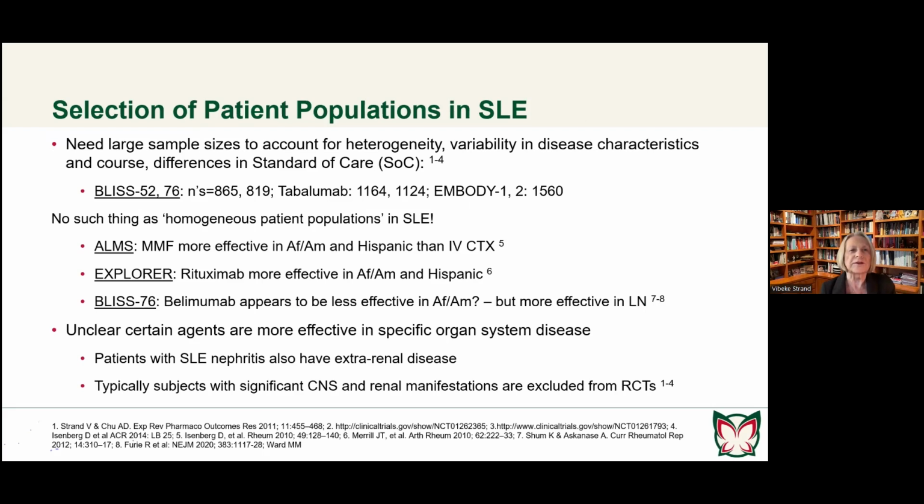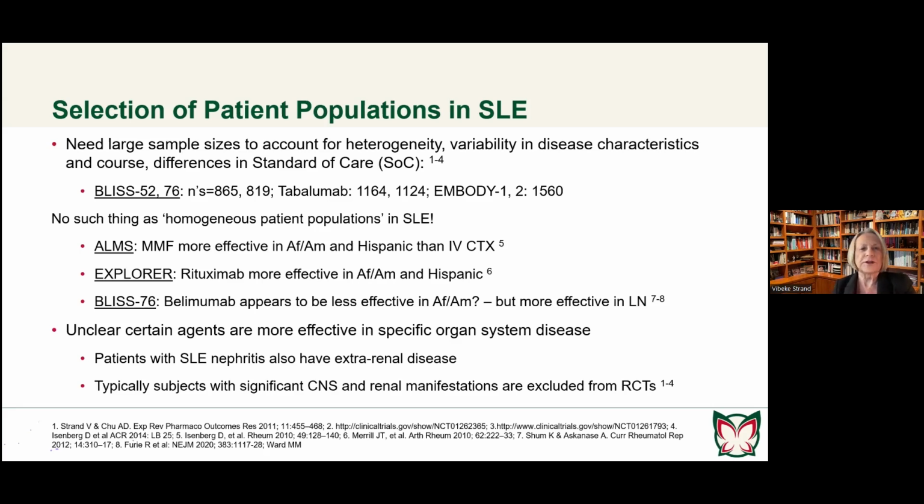Coming back to the selection of patient populations and remembering the BLISS trials. Yes, that's an example of why we need large sample sizes, which also makes it difficult in a disease such as lupus. If you look, not only the belimumab trials had 1,600 patients, tabalumab trials had 2,200 patients, and EMBODY 1 and 2 with epratuzumab had 1,500 patients in total from both of those trials.